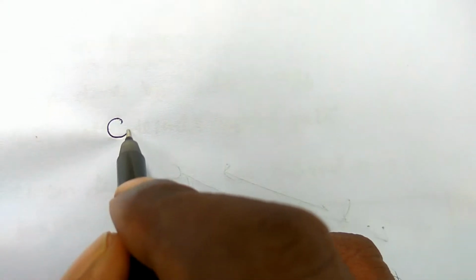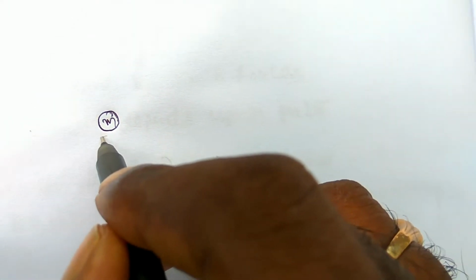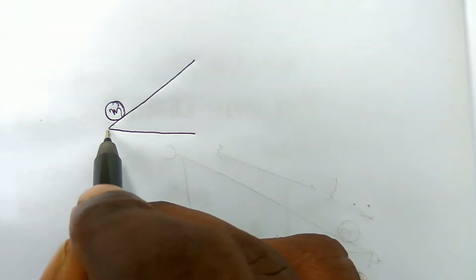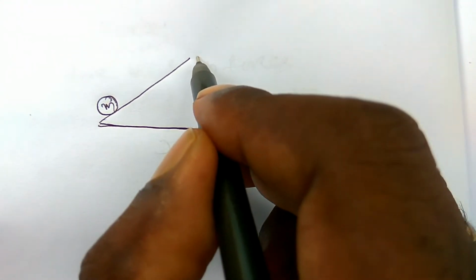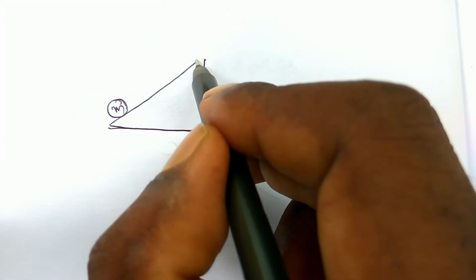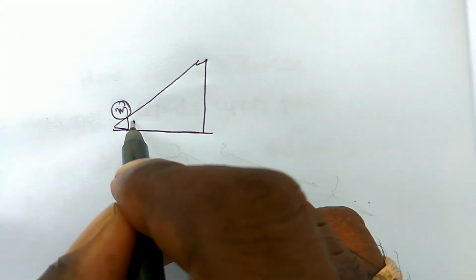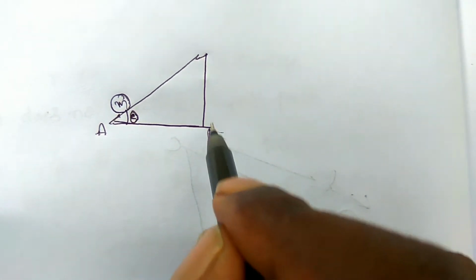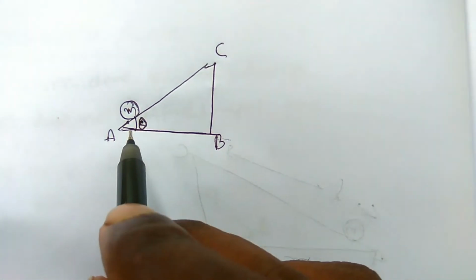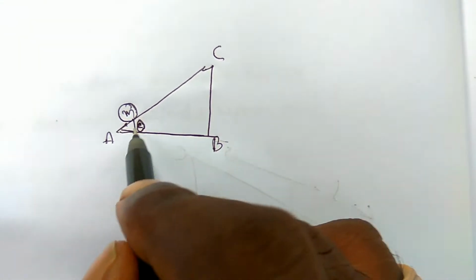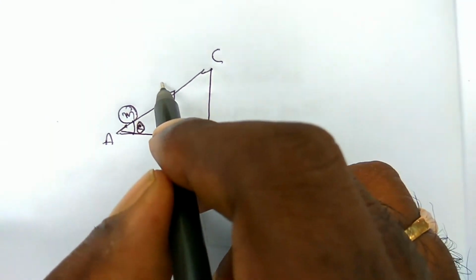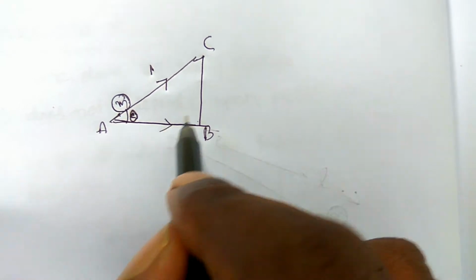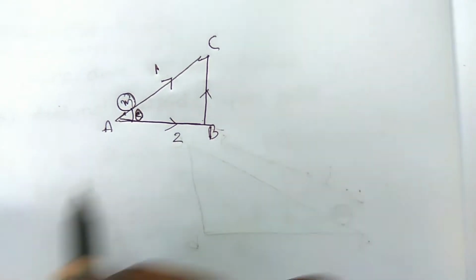Here there is an object of mass m on an inclined plane, right? So this is the inclined plane. Let us write the angle between the plane and the horizontal as theta. This is A, this is B and this is C. Our aim is that the object moves from A to C. So this is path 1. And the second path is A to B and B to C. So this is the second path.